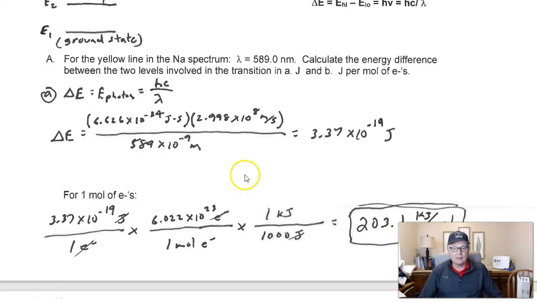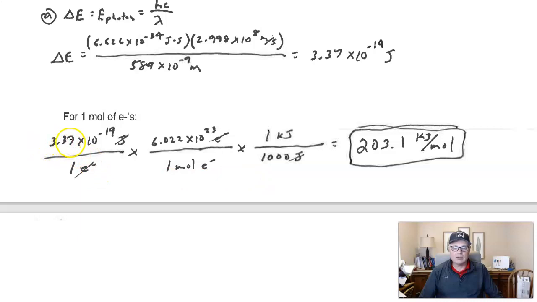Well, let's check. Okay, so I know that I've got 3.37 times 10 to the negative 19 joules per electron making the transition. What I want to do is get that into kilojoules per mole, or at least joules per mole of electrons making the transition. Well, I know that in 1 mole of electrons, there are 6.022 times 10 to the 23rd electrons. That's what a mole means. Okay. Notice I put the electrons up here to cancel these electrons here. So what am I left with? Well, I'm left with joules per mole of electrons making the transition.